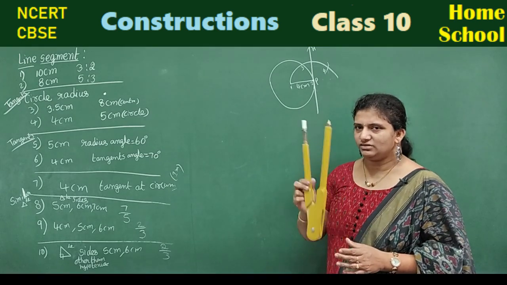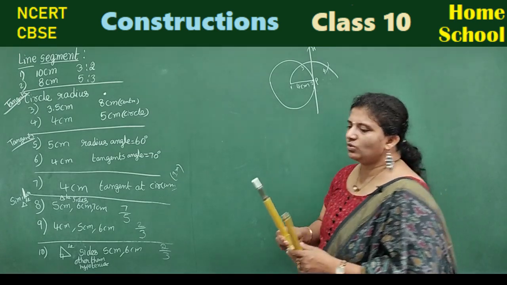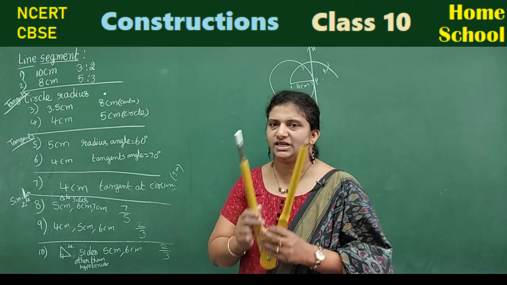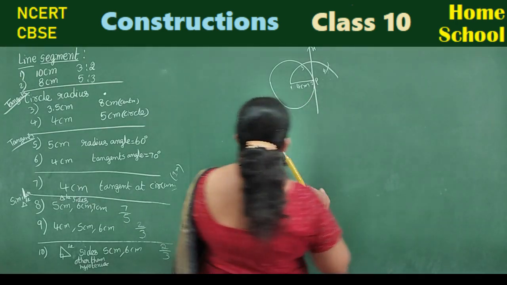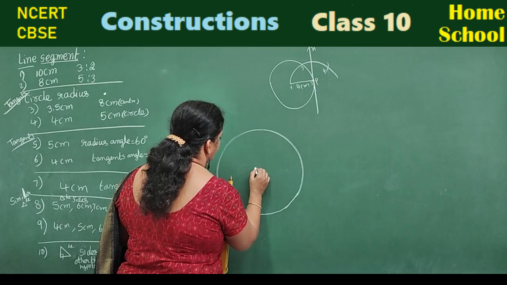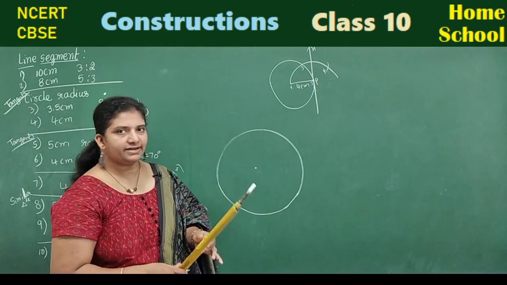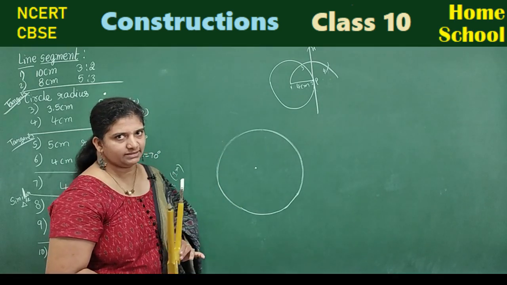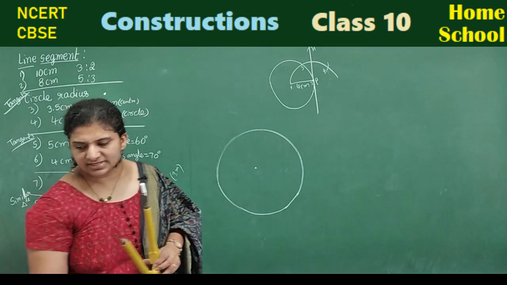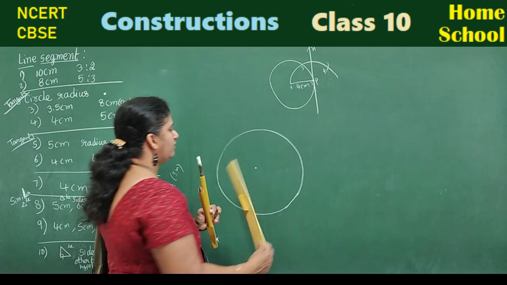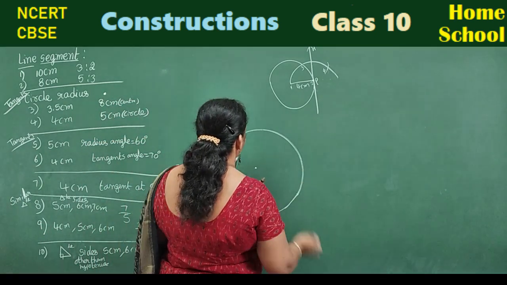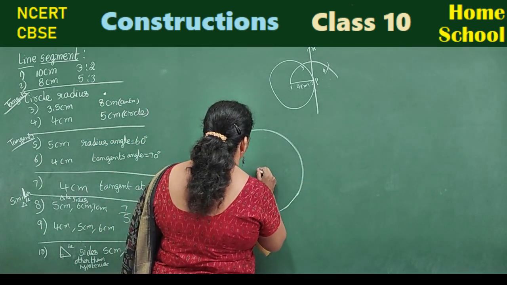Let's go with the actual measurement. So let me take this as a 4 centimeters radius. Draw a circle. Okay, with 4 centimeters as the radius, I have drawn a circle. And now using a scale, join this.